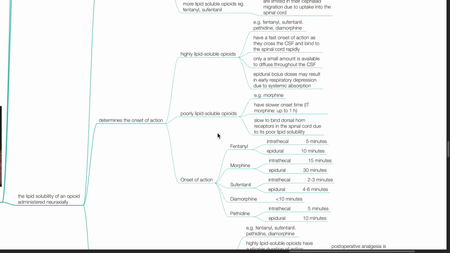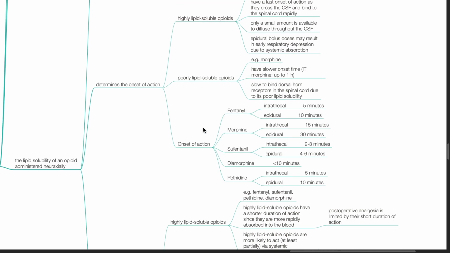For poorly lipid-soluble opioids such as morphine, they have a slower onset time. They are slow to bind to the dorsal horn receptors in the spinal cord due to their poor lipid solubility. The onset of action of intrathecal fentanyl is 5 minutes, for epidural fentanyl is 10 minutes, for intrathecal morphine is 15 minutes, for epidural morphine is 30 minutes, for intrathecal sufentanil is 2 to 3 minutes, for epidural sufentanil is 4 to 6 minutes. Diamorphine, onset of action is less than 10 minutes. For intrathecal pethidine, onset of action is 5 minutes, and epidural pethidine is 10 minutes.